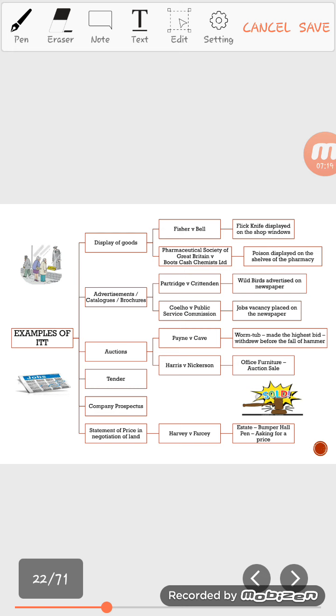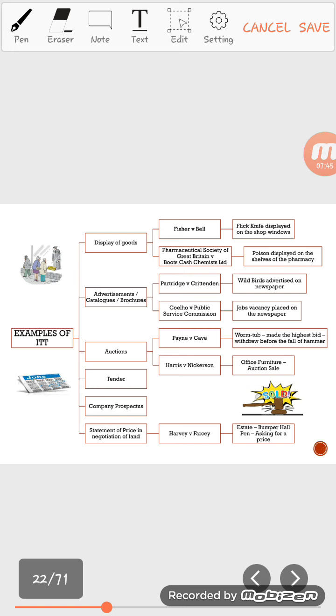When there is an offer, actually, it was made when the person made the highest bid. So when you make the highest bid, it is considered an offer. But what happened in this case? The person withdrew the bid before the fall of the hammer. So it means that after the fall of the hammer, it could be considered an acceptance, right?